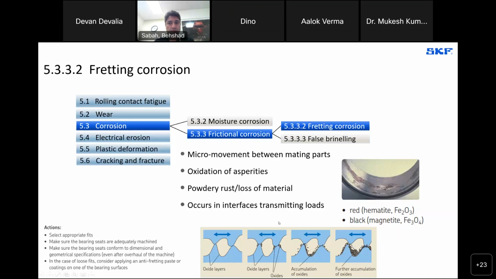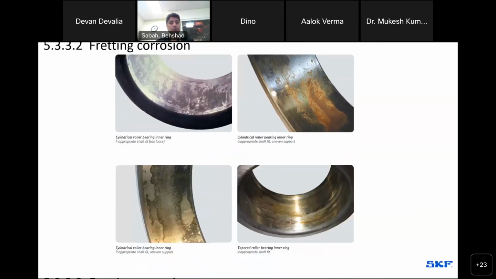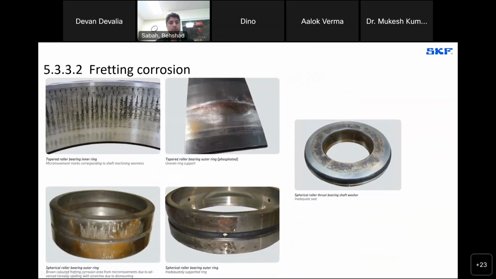How much is too much? It's hard to say. It's more from experience. I would say any fretting corrosion in the bore or the outer diameter where there's supposed to be a tight fit would be suspect. We would flag it. Excessive fretting corrosion would look something like this. It actually has some thickness to it and some texture to it.